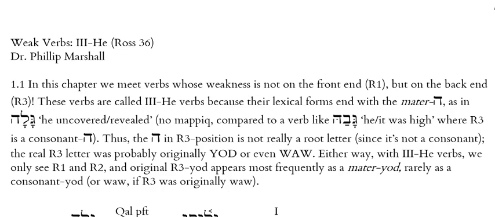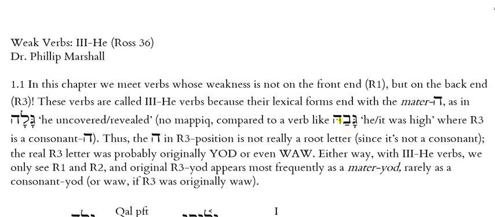These are called 3-hay verbs because their lexical form ends with a mater hay, as in the verb gala. So I have gimel, lamed, hay. But notice in gala, there is no mapik here. So this hay is part of the kametz hay mater. And we can compare that to a verb like gavah, where the hay has a mapik.